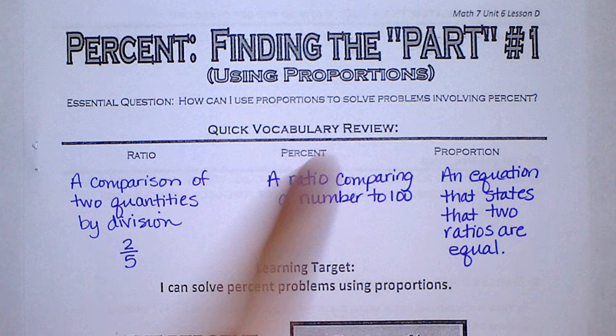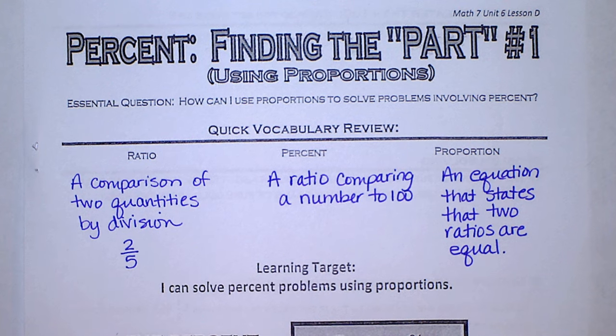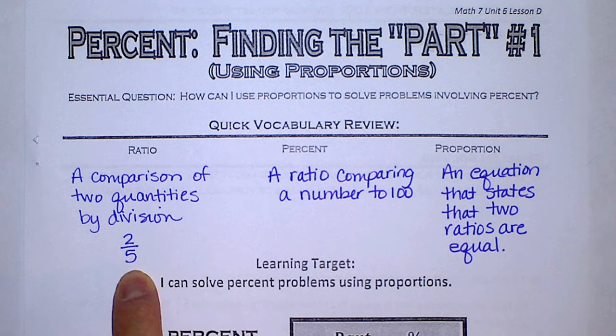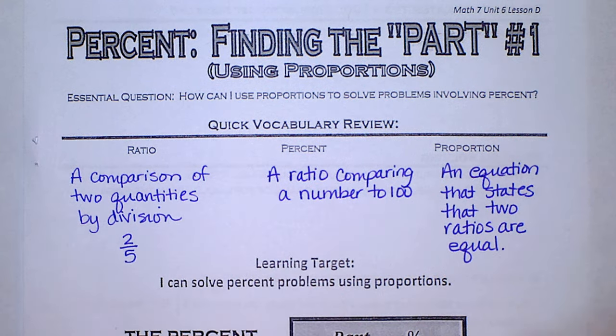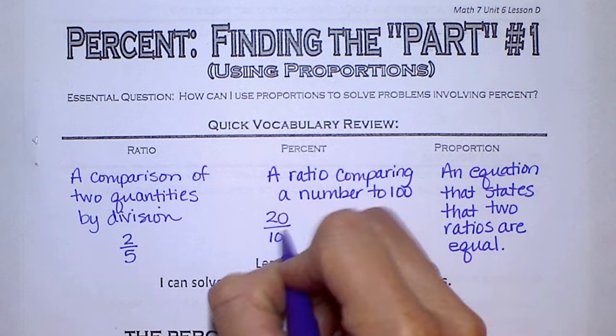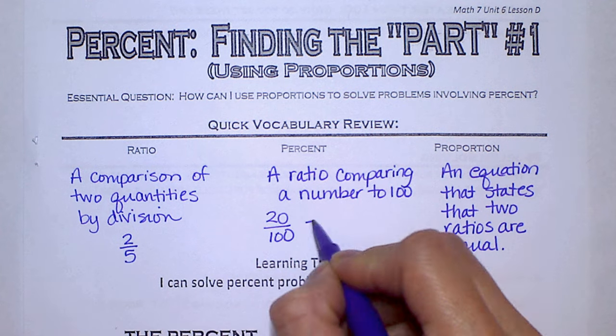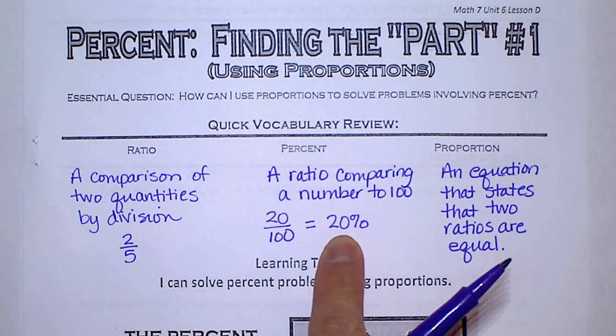So quick vocab. If you need to, please pause the video right now, and I want you to write down the 3 definitions in your note packet. So a ratio is a comparison of 2 quantities by division. So this is an example of a ratio. A percent is a ratio comparing a number to 100. So if I have 20 over 100, so that's a ratio, and I'm comparing 20 to 100, and that would equal 20%. So that's what we use to represent a percent.